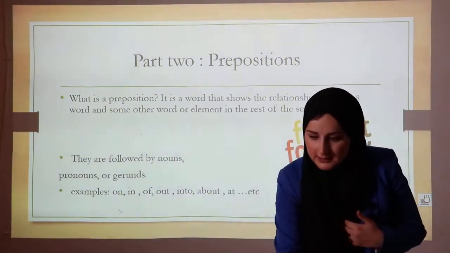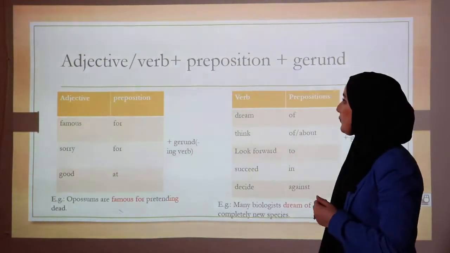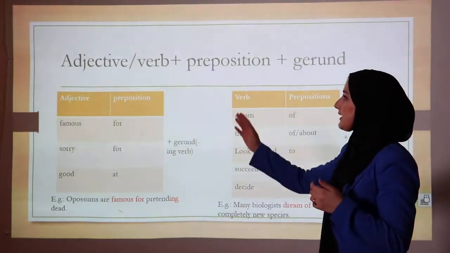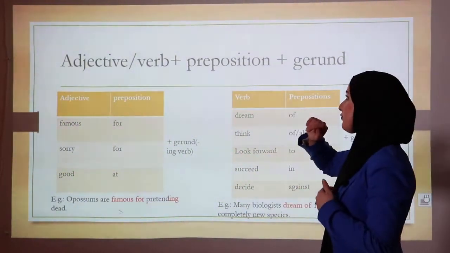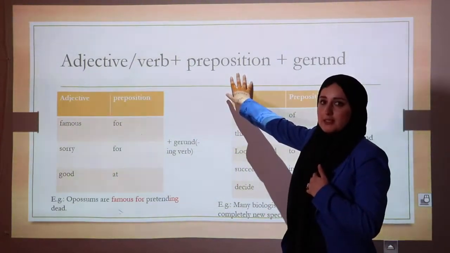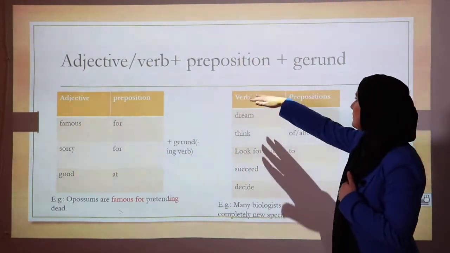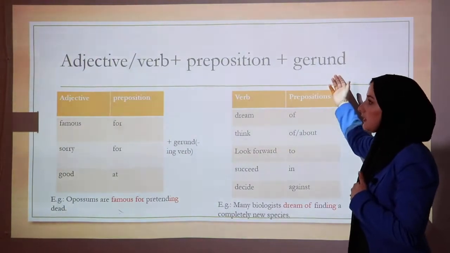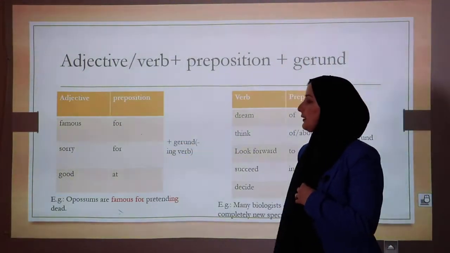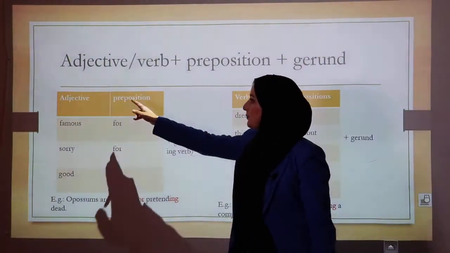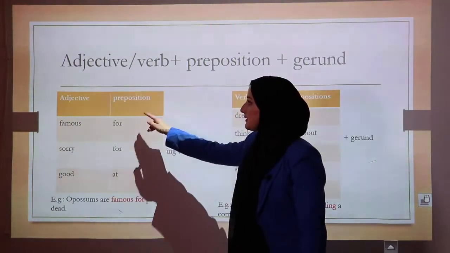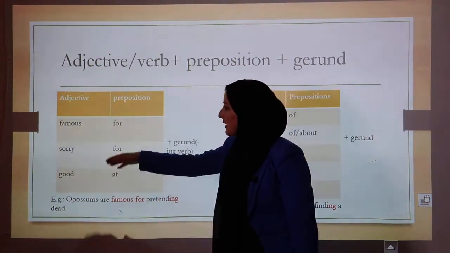And in this unit, we are going to focus on some adjectives and verbs that are followed by specific prepositions, and these prepositions in turn are followed by gerunds. Let's see table number 1. We have a group of adjectives and the prepositions that go with them.